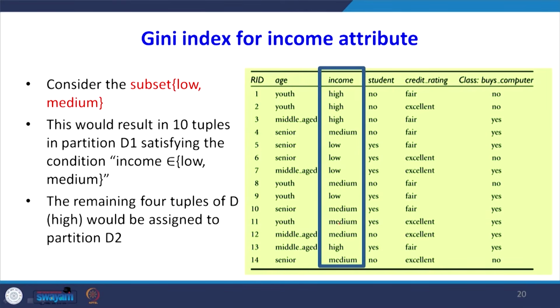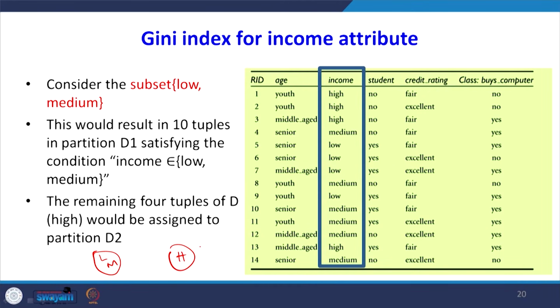Now, we are going to split into two categories. One is the subset low and medium. Because it is a binary split, there are two groups, group 1 and group 2. In group 1, we have taken low and medium. Obviously, the other set will be high.